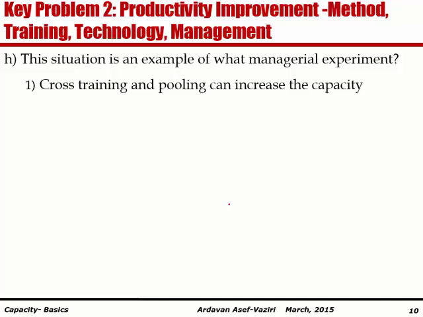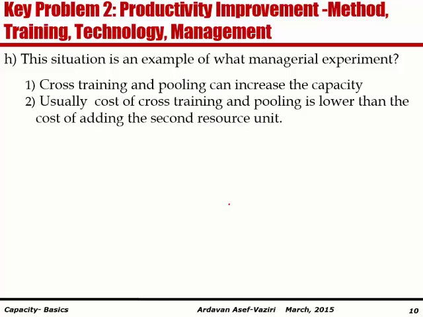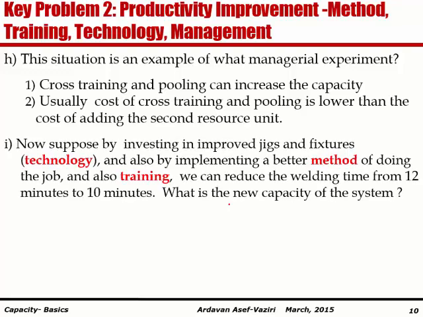Cross-training and pooling can increase capacity. Pooling means to bring different resource units with minor changes and create a resource pool. Each one of them now can do any of the activities as assigned to this resource pool. Usually, cost of cross-training and pooling is lower than cost of adding second resource units.